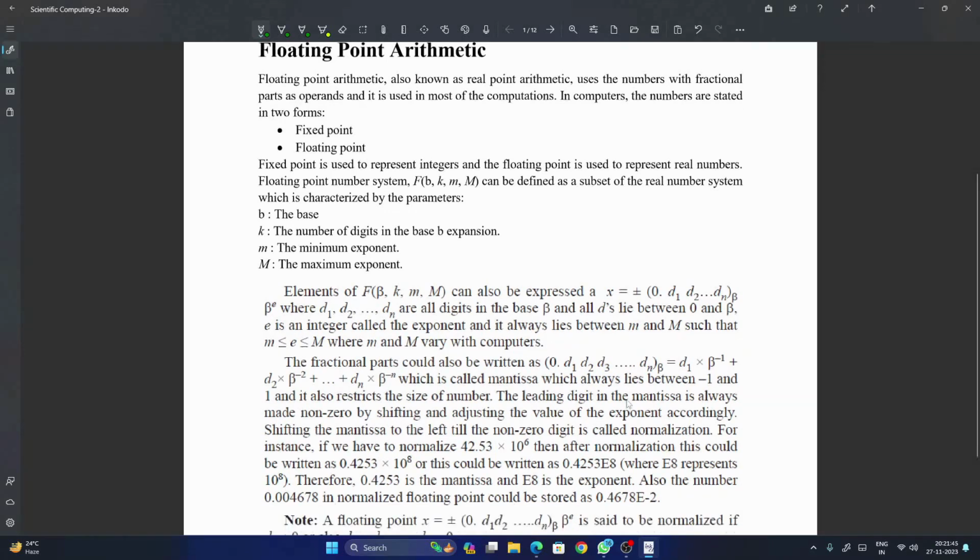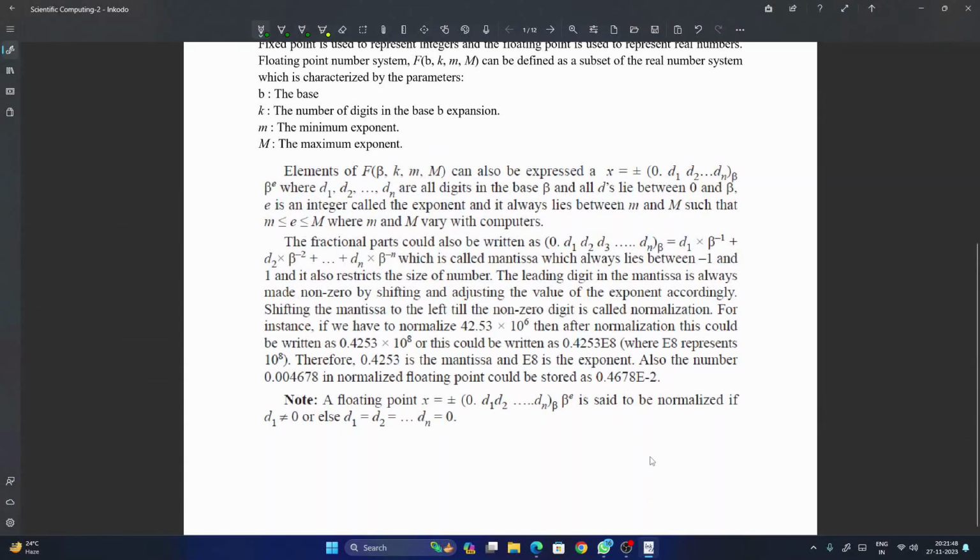The normalized form is denoted by 0.d1 d2 ... dn, and it is said to be normalized if d1 is not equal to 0. That means the first digit is a non-zero number. So that is another type of format, not like the general binary format. Non-zero means it may be 1 in binary, or if it is decimal, it may be 1 2 3 4 5 6 7 8 or 9, any number but not 0.